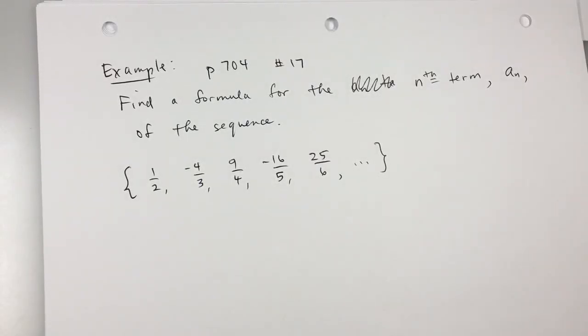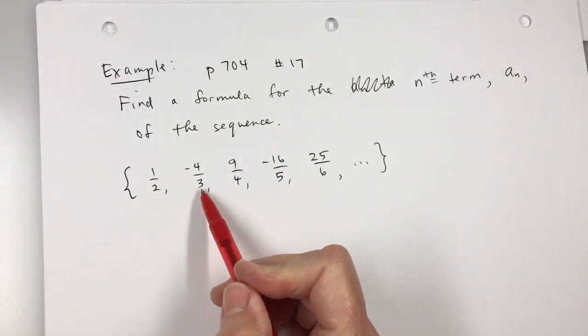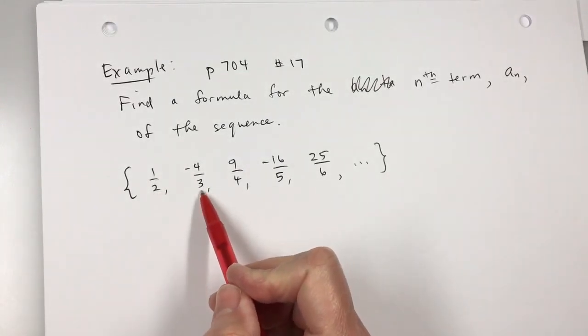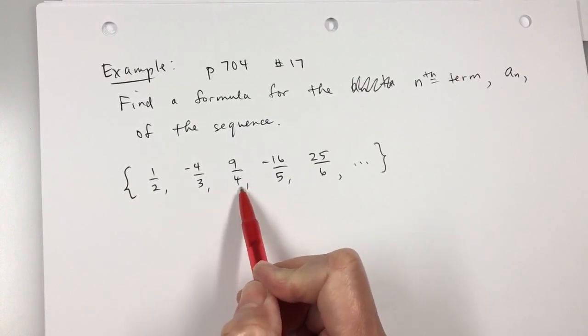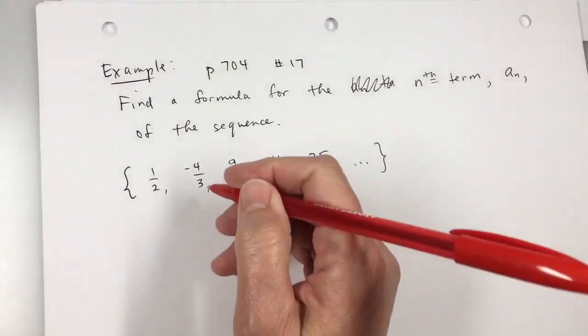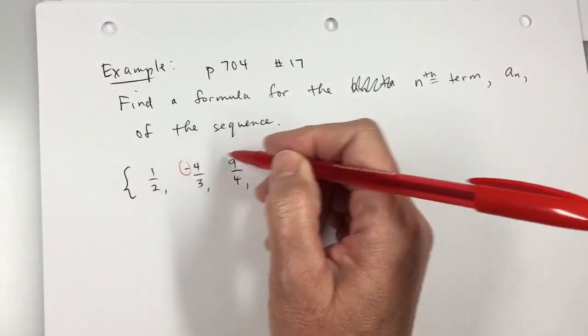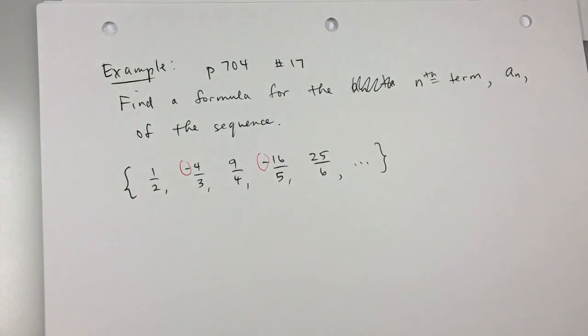For this one, I want to find the expression for a sub n, an expression for the nth term of this sequence. And what I need to do is look at it not as, what do I do to get from 1/2 to -4/3, and what do I do to get from -4/3 to 9/4, but look at it in pieces. You might notice here that the negative signs are alternating.